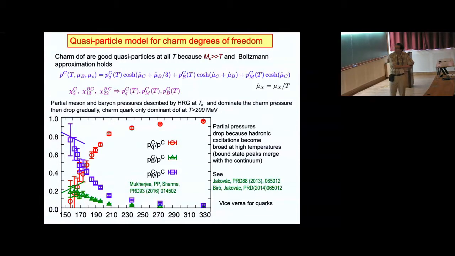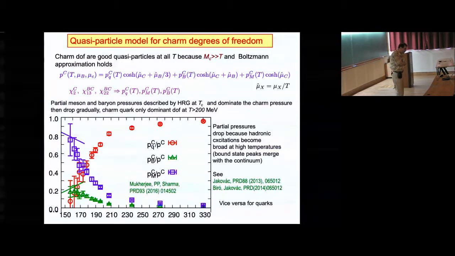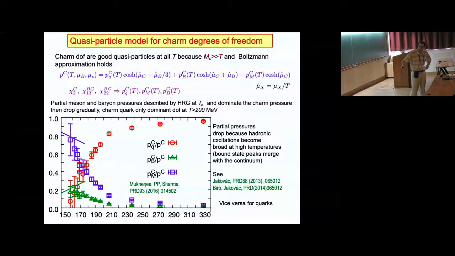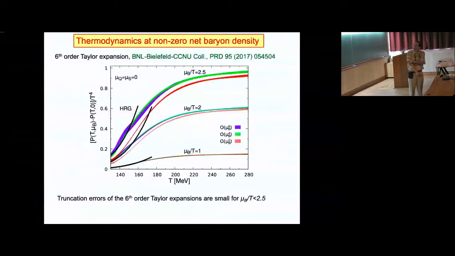So this analysis shows that if you are not very far from the crossover temperature, but you're somehow close, but above, like 180 MeV, 170 MeV, and you want to understand the charm degrees of freedom, then certainly the notion of charm quarks alone is not sufficient. You need to allow additional degrees of freedom above TC, such as charm mesons and charm baryons.